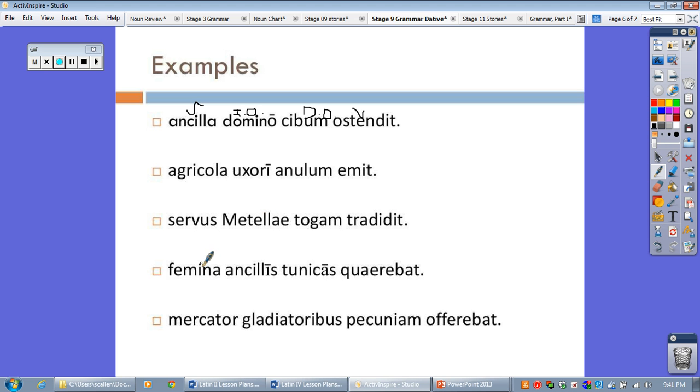Okay, next one. Femina ancillis tunicas quaerebat. The woman was looking for tunics for the slave girls. And then finally, mercator gladiatoribus pecuniam offerebat. The merchant was offering money to the gladiators. Okay, so these are some examples of indirect objects, dative case, right? So those are all the datives right there.